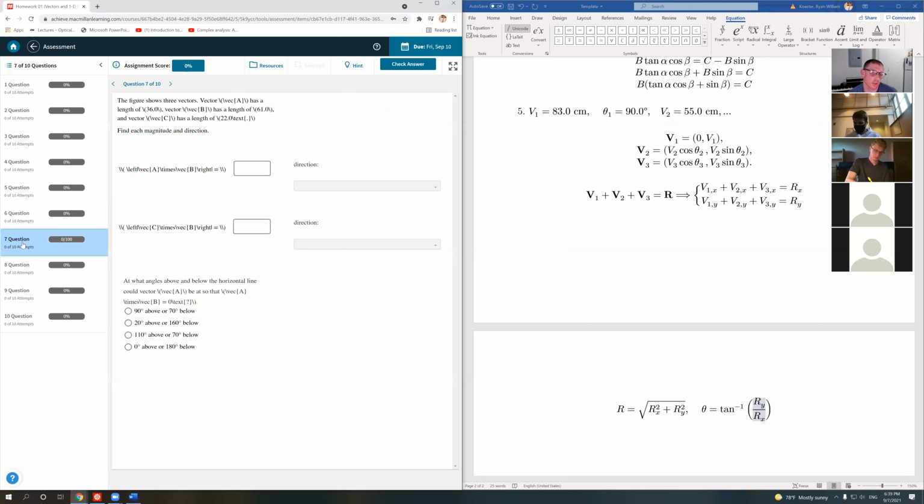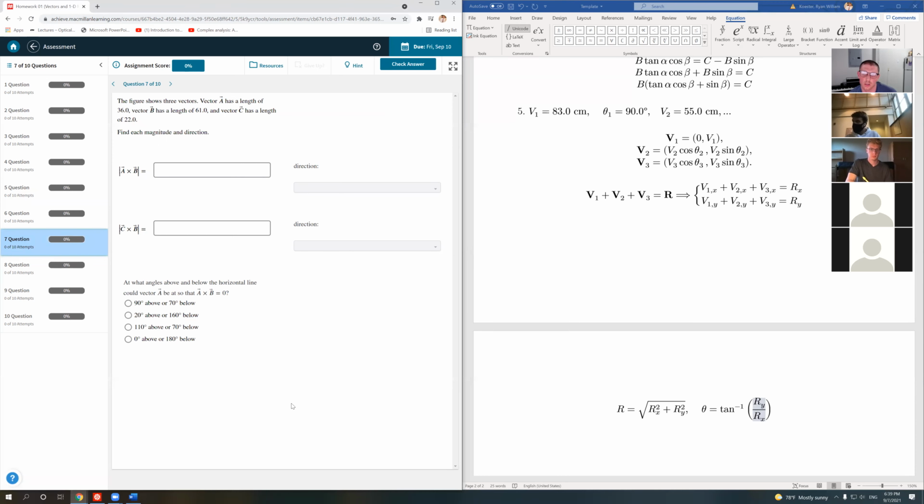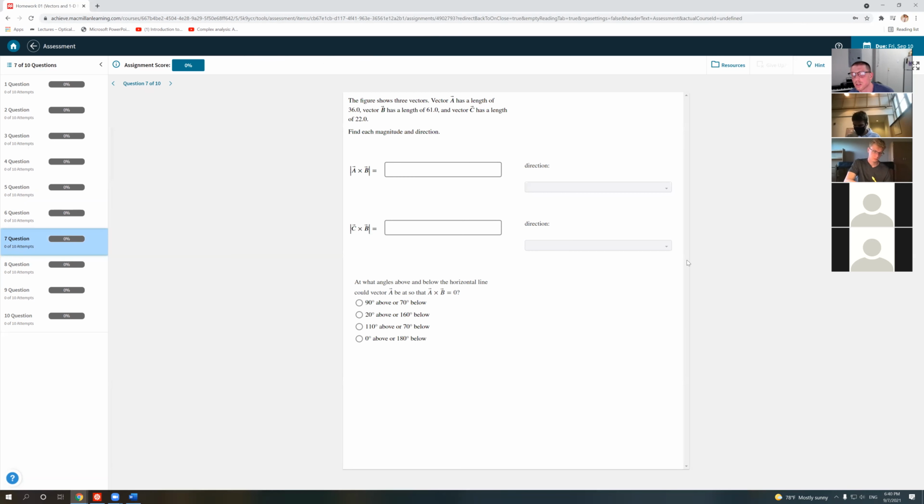Cool. Okay, so you want to look at number 7, the cross product. Why is this not loading? Let me just try refreshing, see if it'll give me this picture here. Okay, cool, that worked. Whoa, no, that didn't work. Okay, it did work.